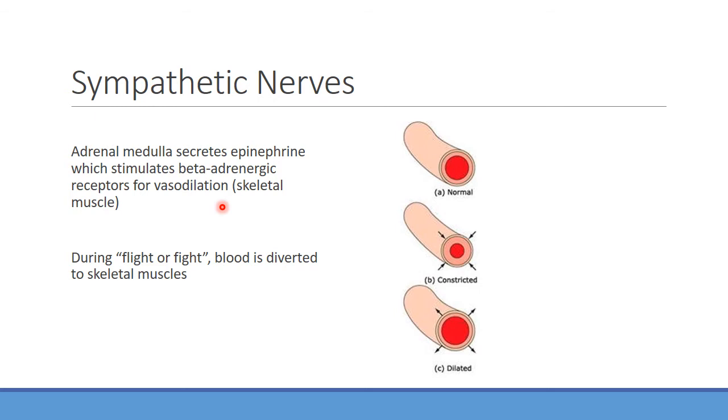On the other hand, if I'm trying to run away from something, muscle blood flow should increase, right? Because I want to get more blood to the muscle, I want to deliver more oxygen, allow them to work a little bit better. So you're going to see how in different situations and different tissues that blood flow can be affected a little bit differently based on the situation. Does that make sense so far?